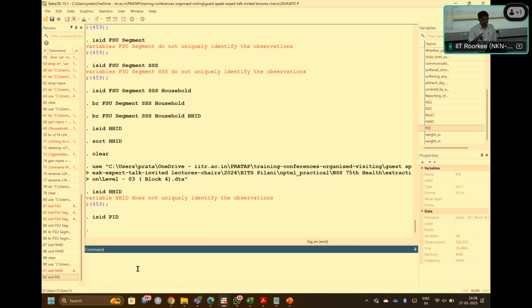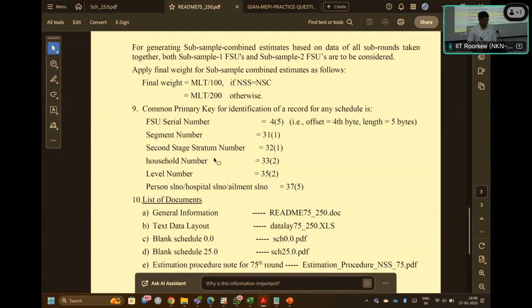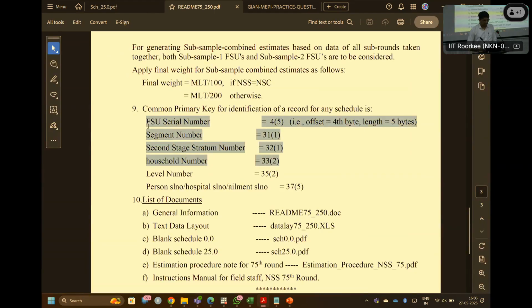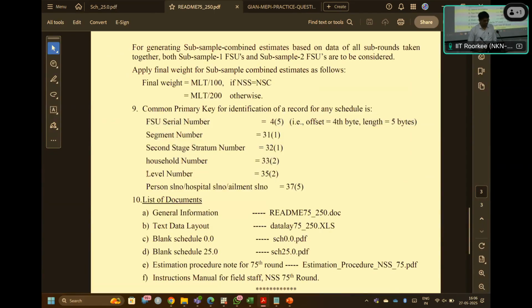Household ID plus level number plus person serial number. This is the instruction. Household till this is the household ID. Right? Then this is how we made the household ID. Then level number, that is covering position number 35 and 36. Two positions, 35 and 36.